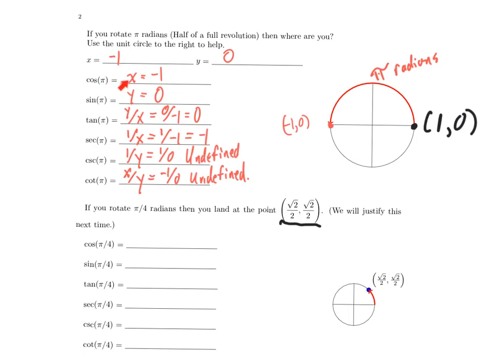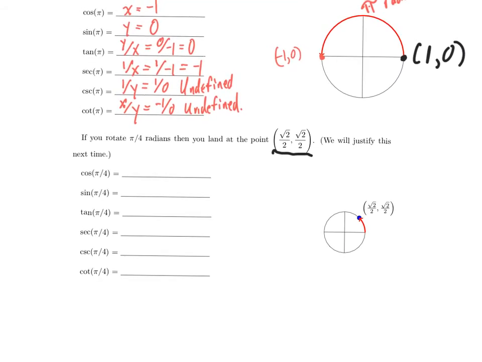So that means cosine of pi, the x-coordinate, is negative 1. Sine of pi is the y-coordinate, which is 0. Tangent is y over x, 0. Secant is 1 over x, negative 1. Cosecant is 1 over y, which is 1 over 0, undefined. Cotangent is x over y, negative 1 over 0, also undefined. Cool. This next one, maybe I'll talk through as I do.